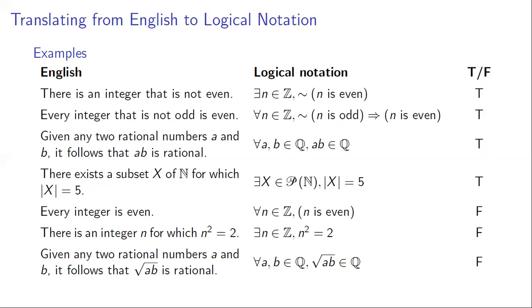At any rate, the point is that this shows it is not true that given any two rational numbers a and b, the square root of a times b is rational, because I just gave you an example where I have two rational numbers a and b, and the square root of a times b is not rational. So the statement is false.